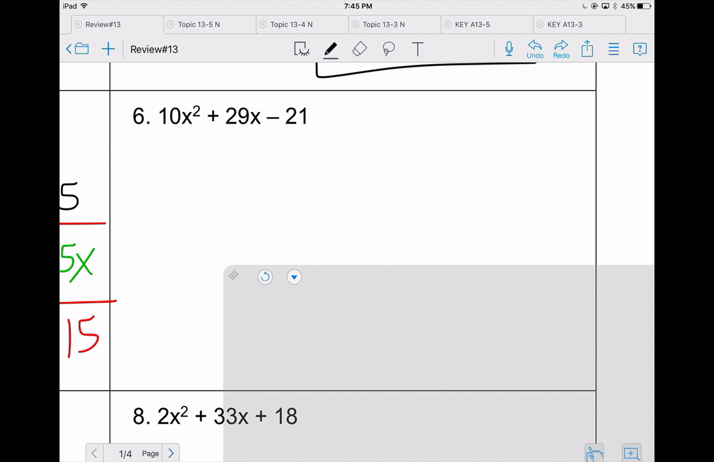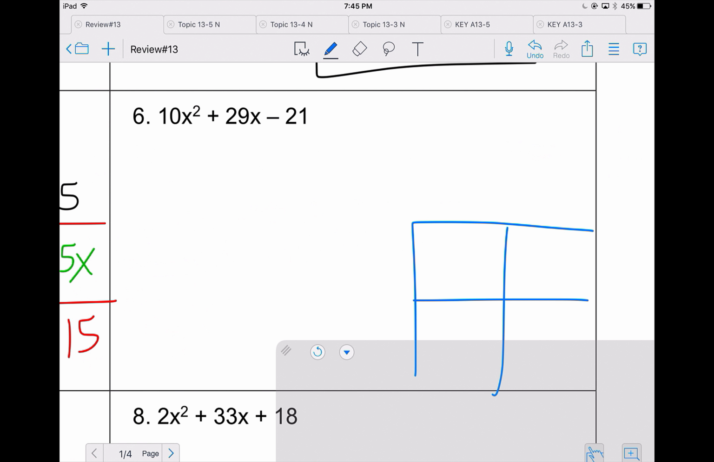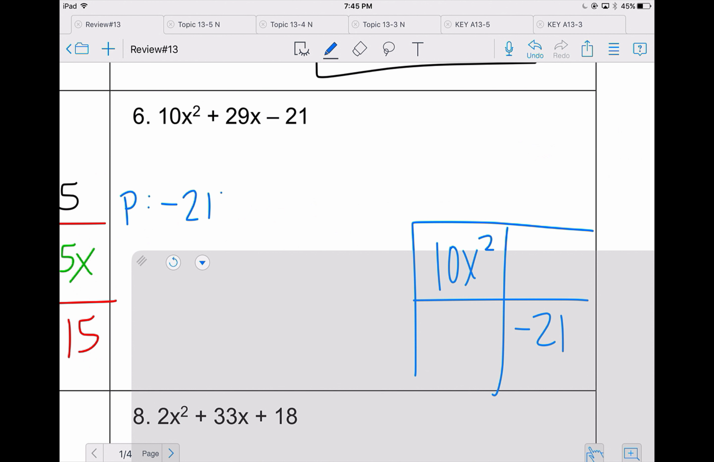So this is kind of some big numbers here, so I'm going to double check. 10 is 2 and 5. 21 is 3 and 7, so there's nothing I can take out of both of those, which tells me that I'm not going to have a GCF and need to go straight to my box. And again, I can't take the square root of 21, so it's not going to be a perfect square or difference of squares. So first term times last term, my product is negative 210x squared. My sum is 29x. So I put negative 210 into y equals.